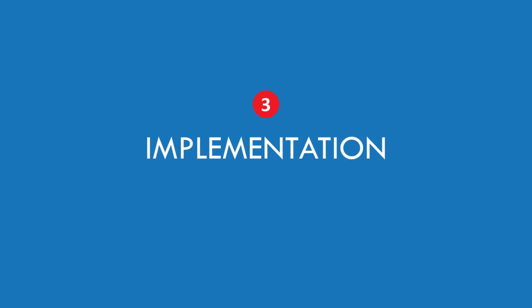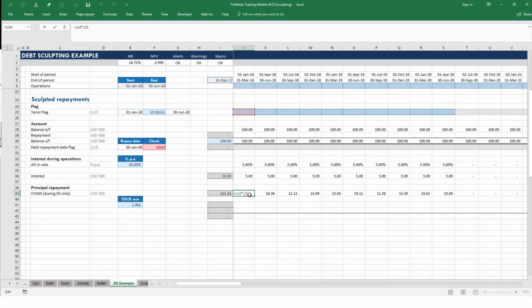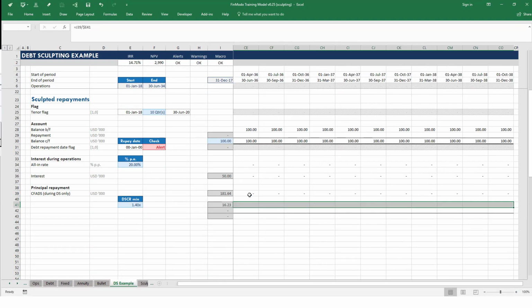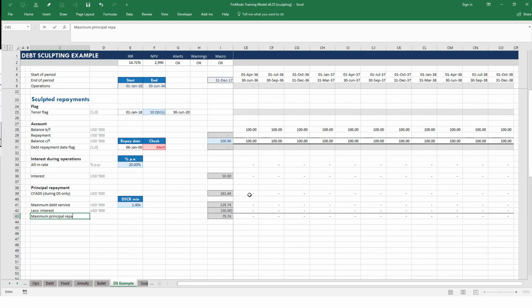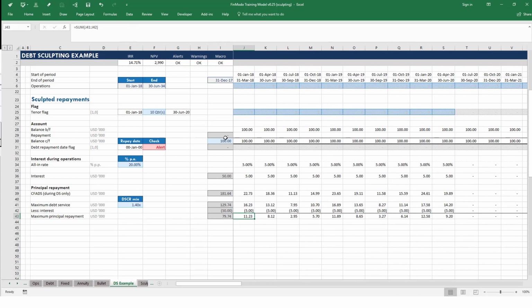Let's look at how this is done in Excel. Take your CFADS, divide by your minimum DSCR, and this will give you your maximum debt service. What do we need to take off to get principal? Well, interest, of course. So that gives us our maximum principal. Why maximum? Well, remember the repayment has no connection yet with how much debt we've actually taken on. It's just telling us the maximum rate we can actually repay debt, based on the bank's sizing covenants.